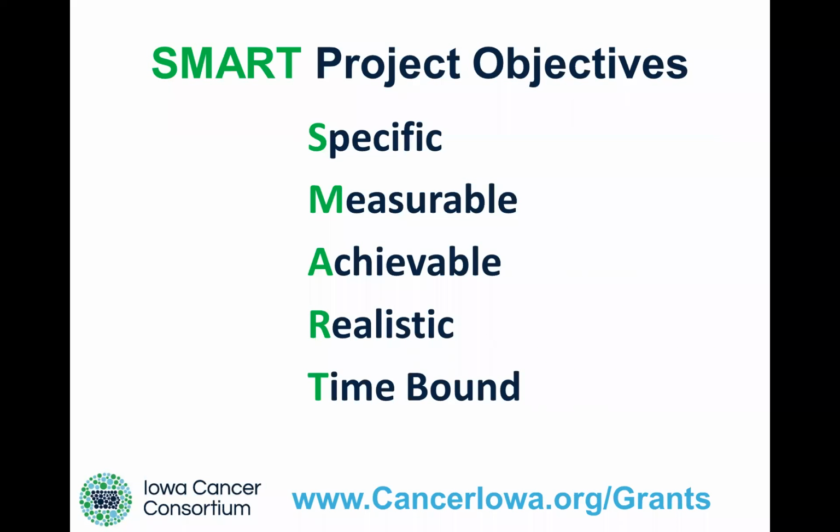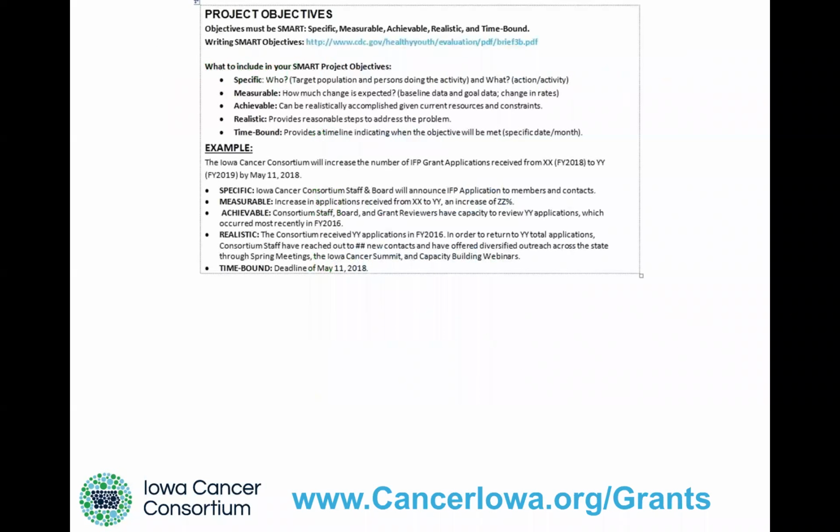So what we mean when we say SMART project objectives, we're looking at the S for specific part of the objective. So who, what one action will be completed and who is responsible for getting that done. M stands for measurable: how much of a change is expected, and how will you know that that change has occurred? How will you be able to show others that that change has occurred as well? The A stands for achievable.